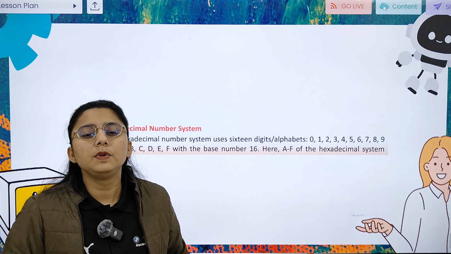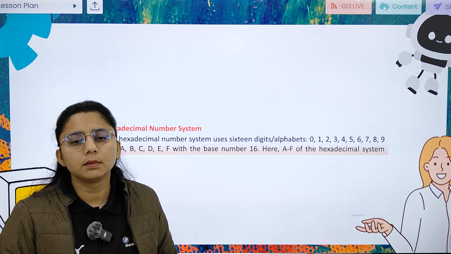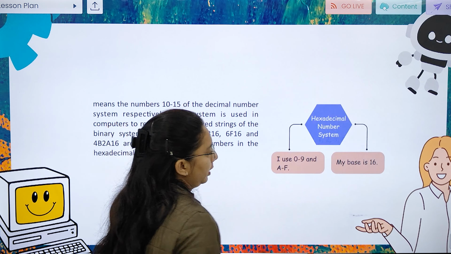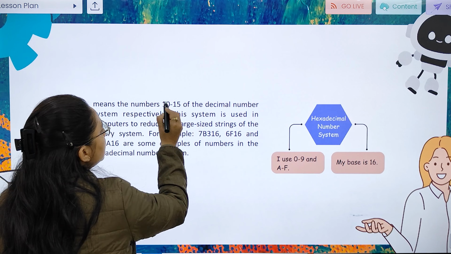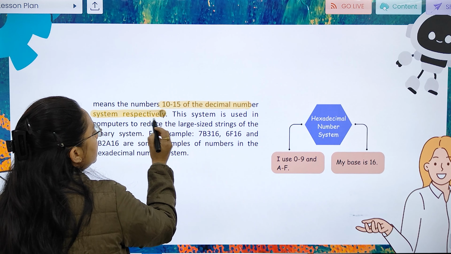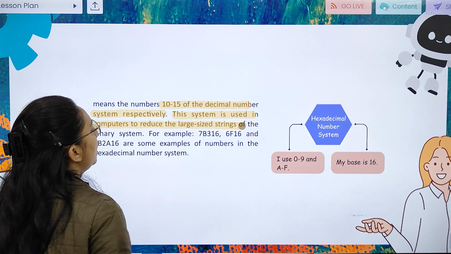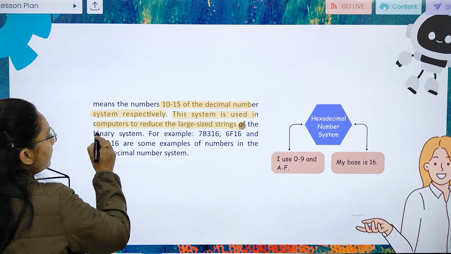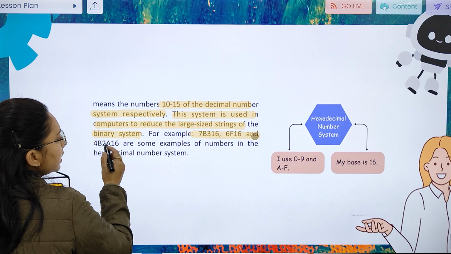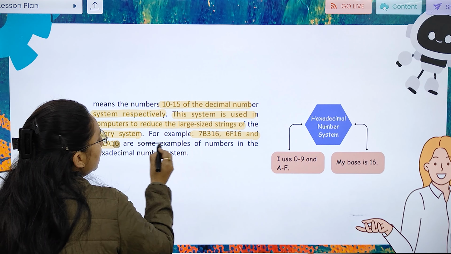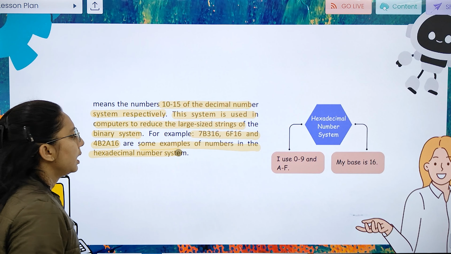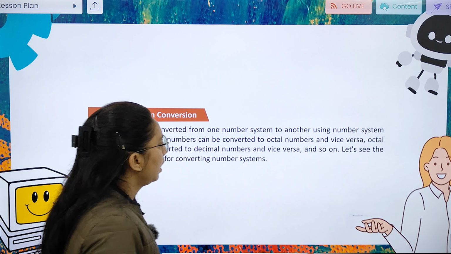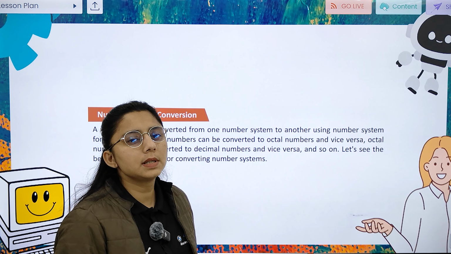Now hexadecimal. We have base 16, and we have the numbers 0 to 9 and the letters A to F. So it means that 0, 10, 15 of the decimal number system are represented respectively. This system is used in computers to reduce large size strings, like 7B3 base 16, 6F base 16 and 4B2A base 16. These are examples of numbers in the hexadecimal number system.